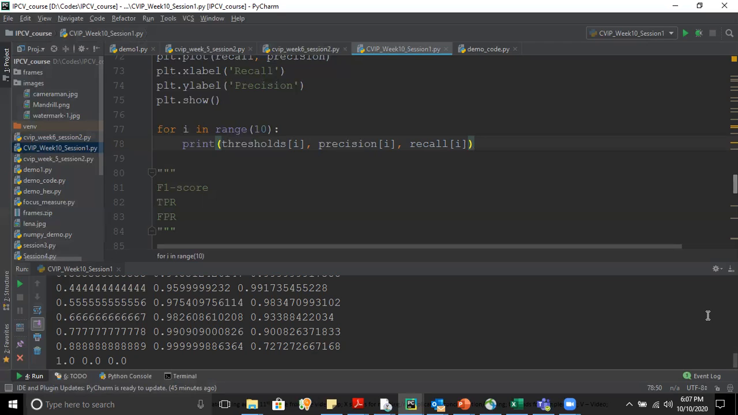See, whichever point this PR curve starts dipping, right? It's going into a dip, right? That is the point I have to start considering as the ideal point for selecting the threshold.